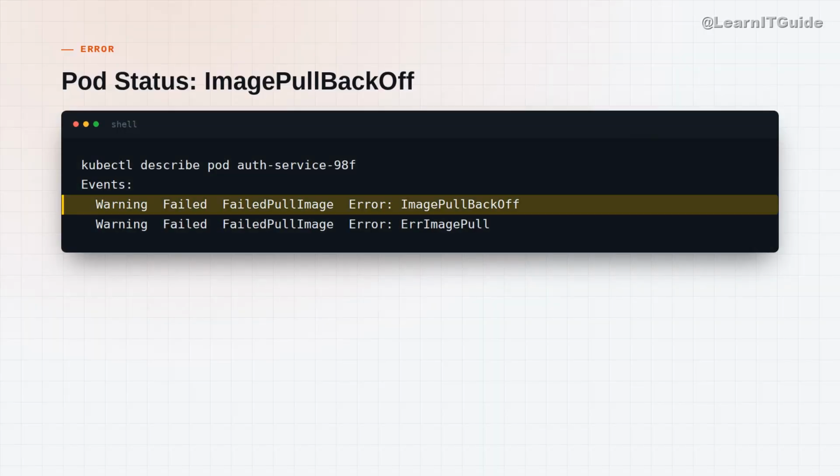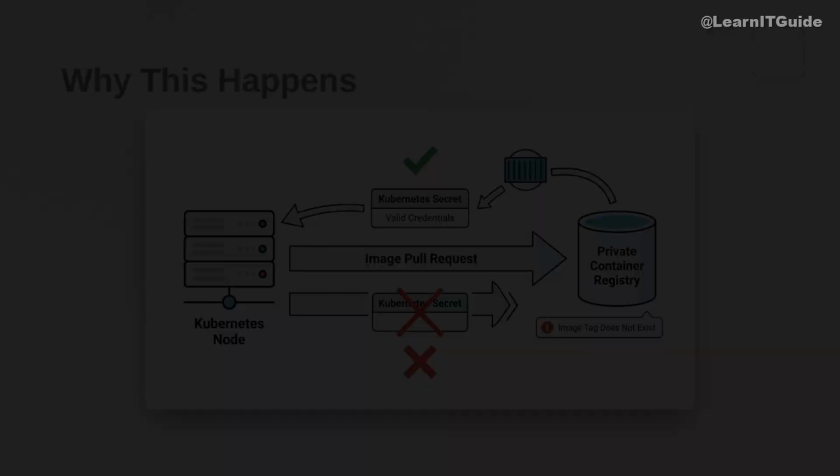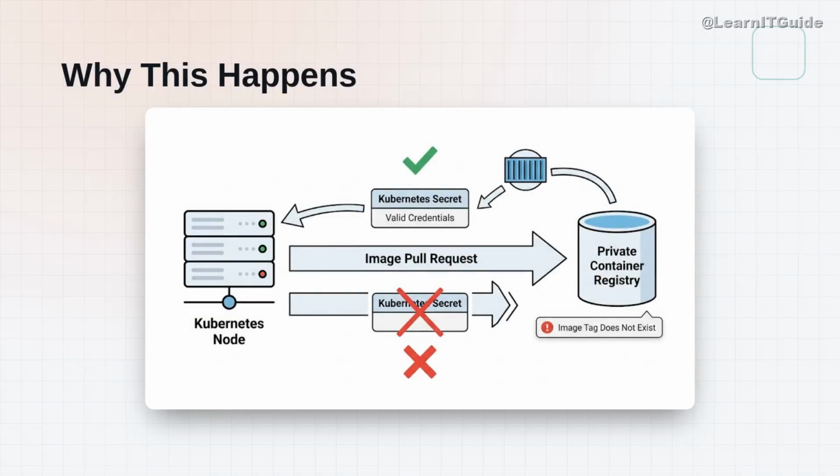Third, the dreaded image pull error. You see ImagePullBackOff and the pod never starts. This is almost always an authentication or networking issue. So why does this happen? The node needs to pull the image from your registry. If that registry is private, your node needs a Kubernetes secret with valid credentials. If that secret is missing or the registry is down, the pull fails repeatedly.